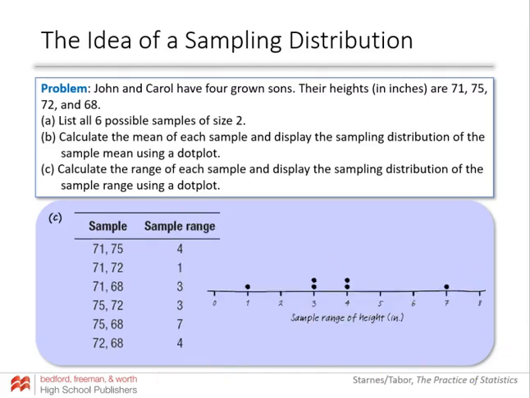We're also going to do it with the range. So I take my list of samples, I find the range. I subtract the 2 numbers for each of them, and then I put those numbers on a dot plot. So this would be the sampling distribution of the sample range. Why is this important? If we know what the sampling distribution looks like, if I know all of the possible means that I could get from a population, then it helps me determine whether or not my result could have happened by chance or if there's some sort of anomaly going on here.